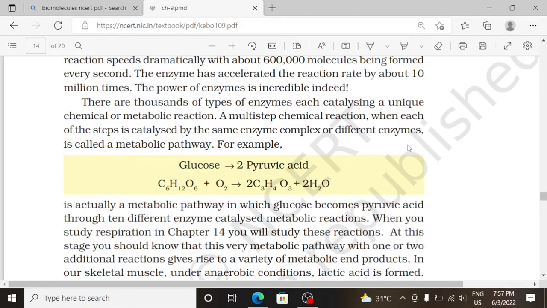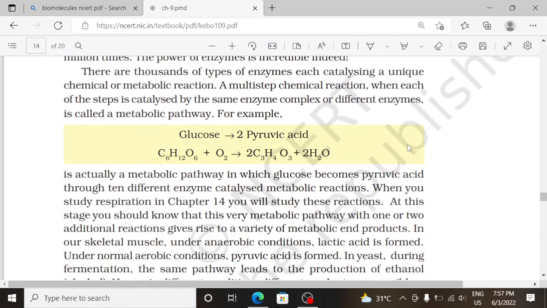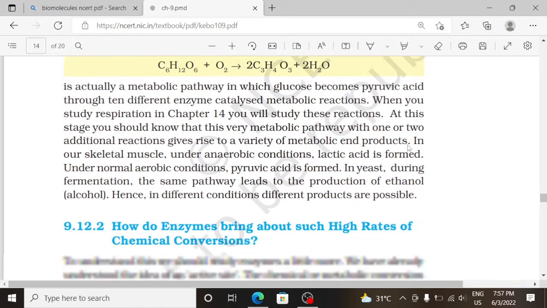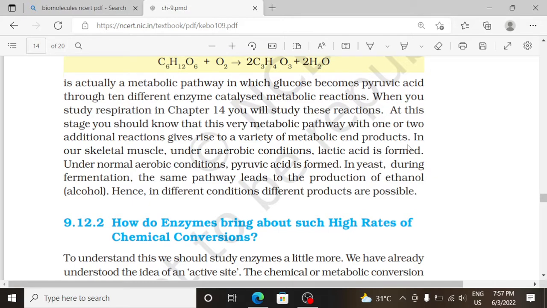When each of these steps is catalyzed by the same enzyme complex or different enzymes, it is called a metabolic pathway. For example, glucose converts into 2 pyruvic acid, meaning C6H12O6 plus O2 gives 2C3H4O3 plus 2H2. This is actually a metabolic pathway in which glucose becomes pyruvic acid through 10 different enzyme catalyzed metabolic reactions. When you study respiration in chapter 14, you will study these reactions.